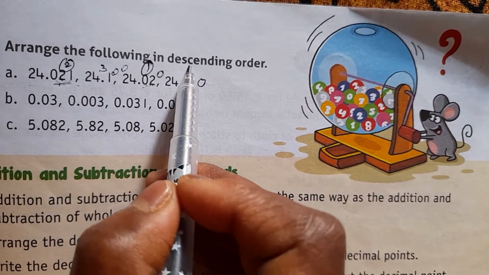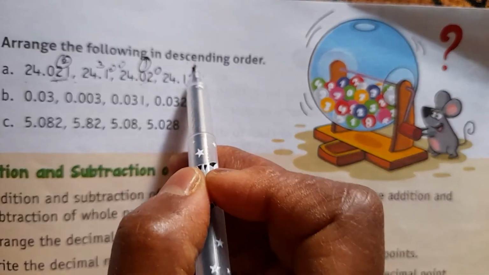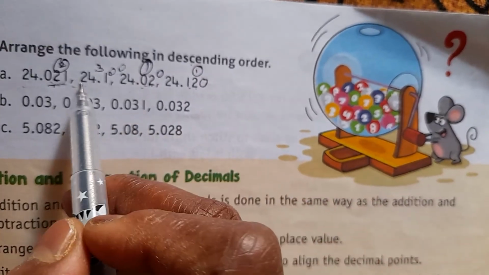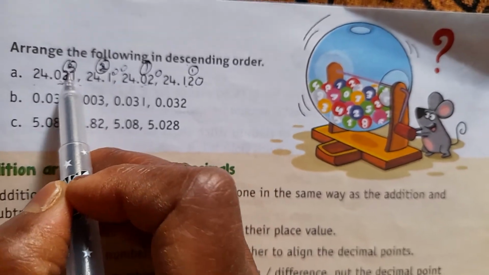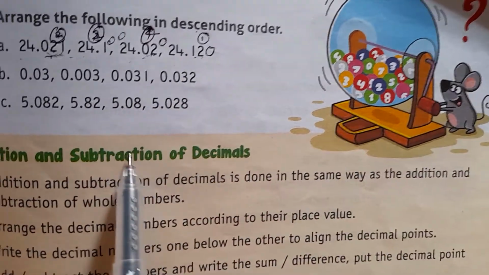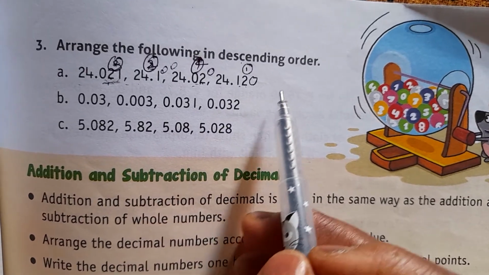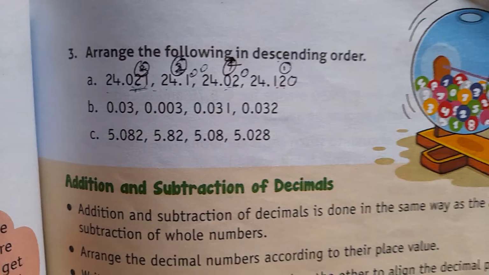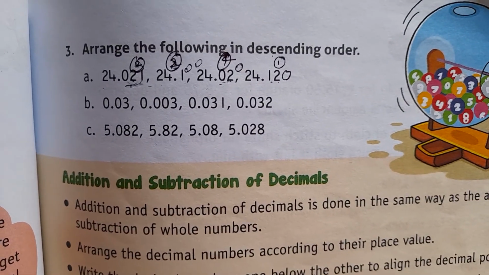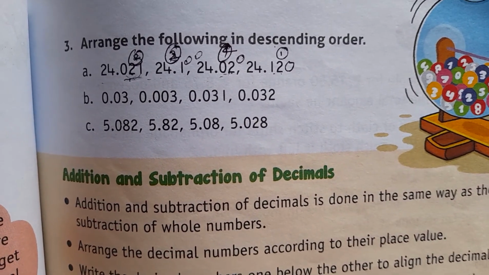Okay, sorry, descending order. First one, then second, third number and fourth. Children, from big number to the small number. So practice well children. This needs lot of practice.